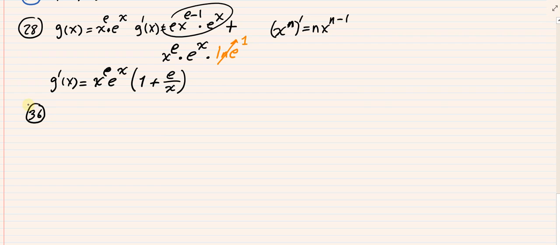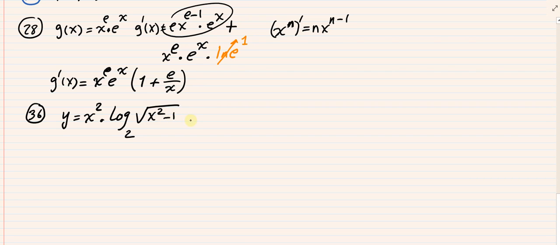In exercise number 36, we have y is equal to x squared times log base 2 of square root of x squared minus 1. Okay, now for this, again, we're going to have to use the product rule, but maybe we can simplify this one because it is log base 2. Okay, so it's not a natural log. Maybe if we write it in terms of a natural log, it would be easier.